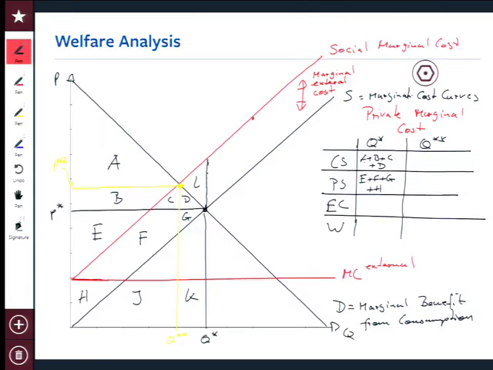So all the way out to Q star, for each unit produced, we produce MC externals worth of damages. So total damages caused by the production activity are Q star times whatever this flat marginal external cost curve is here. So we have external costs of H, J, plus K, this whole rectangle right here. Don't write that in your table, even though you just did, okay? So at Q star, you have H plus J plus K in external costs.